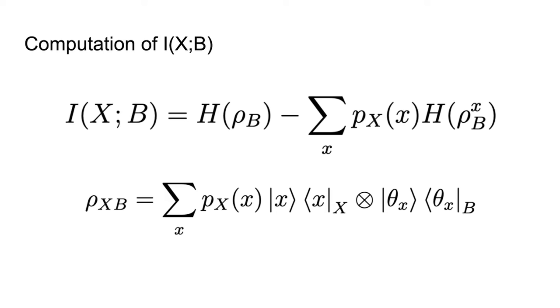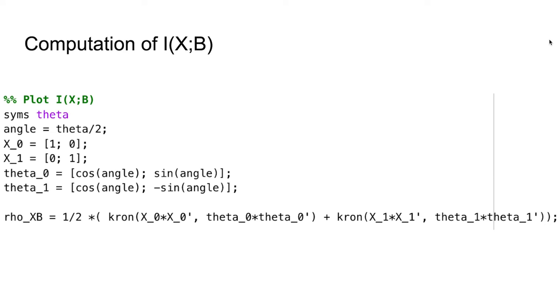Okay, so I will explain the computation of the mutual information between x and b. As we can see, this first formula defined in the class slides shows us how we can compute this quantity. But before using this formula, we need to define rho sub b. And to define rho sub b, first we need to define rho sub xb. Rho sub xb can be defined using this sum of Kronecker products, which we implemented with MATLAB using this code.